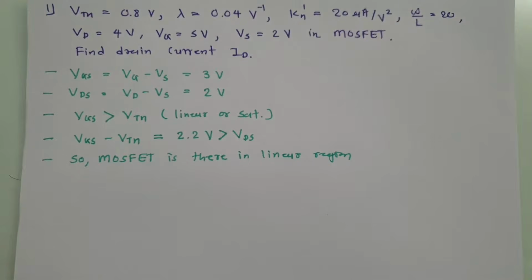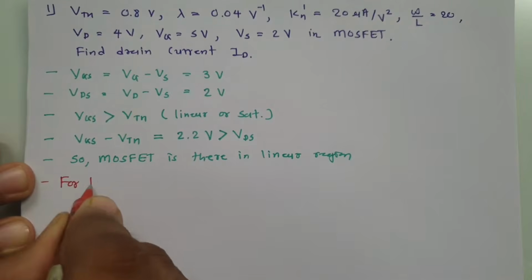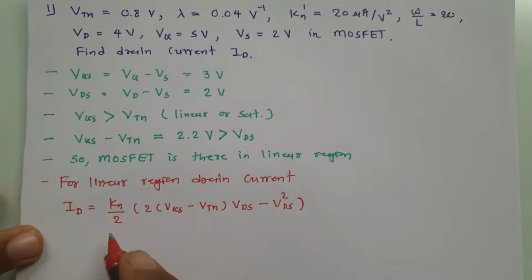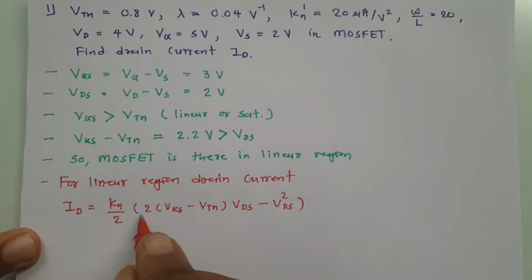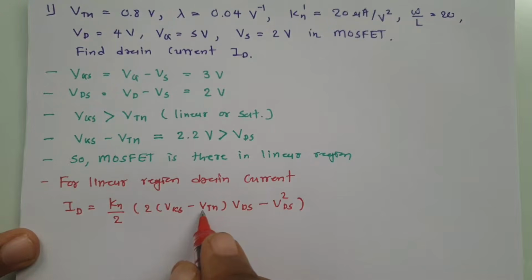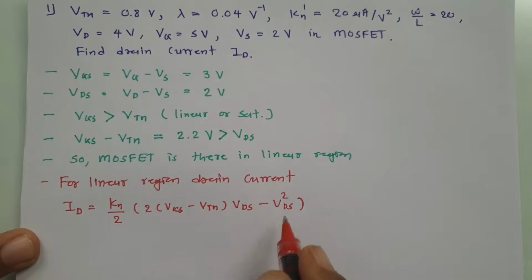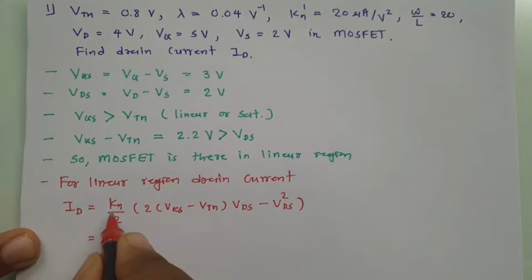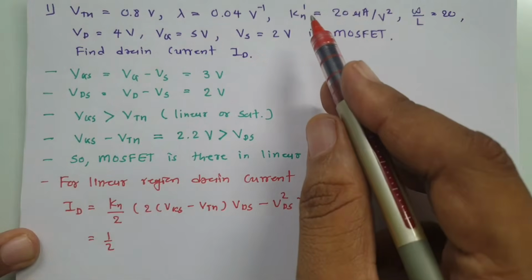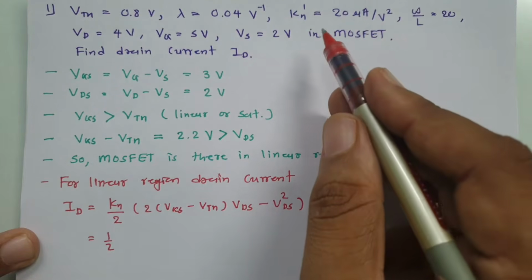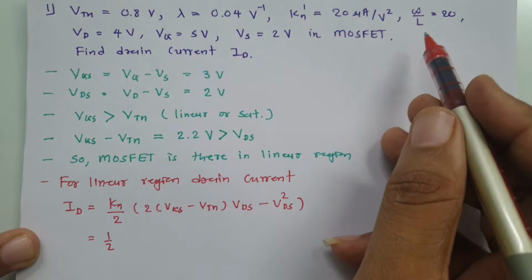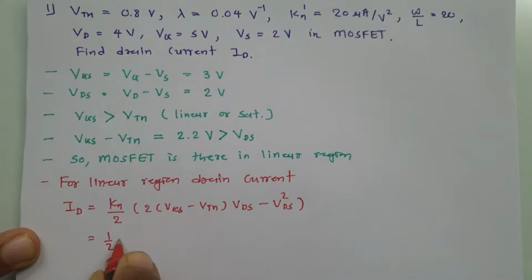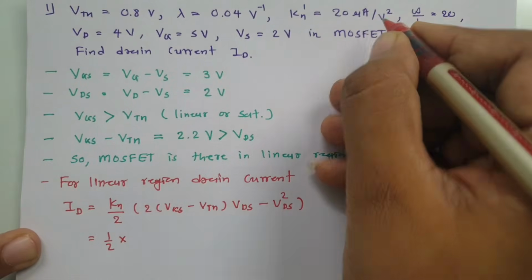So in linear region, the basic formula of drain current is Kn by 2 into (VGS minus VTN) into VDS minus VDS whole square. So this is half into Kn. We have not been given Kn, K dash N is given. So Kn is K dash N into W by L, and K dash N is 20 microampere per volt square.